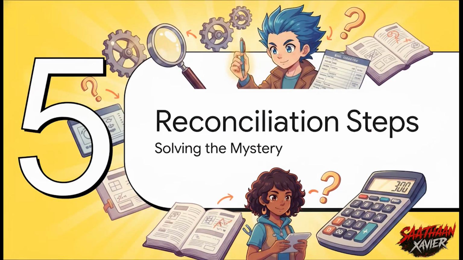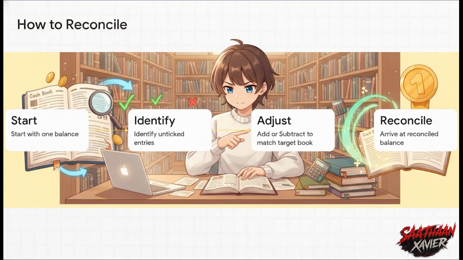Let's get practical now in Section 5, Step-by-Step Reconciliation, Solving the Mystery. Let's walk through the actual logic here. And please, the biggest mistake students make is blindly memorizing formulas. Don't do that. Instead, use what we call the target book logic. Step 1, you just start with a balance of one book, let's say the cash book. Step 2, you compare the statements side by side and find the unticked entries, basically the items that appear in one book but not the other. Step 3, your sole overarching goal is to adjust your starting balance to match exactly what the target book currently says. Step 4, you arrive at your reconciled balance.